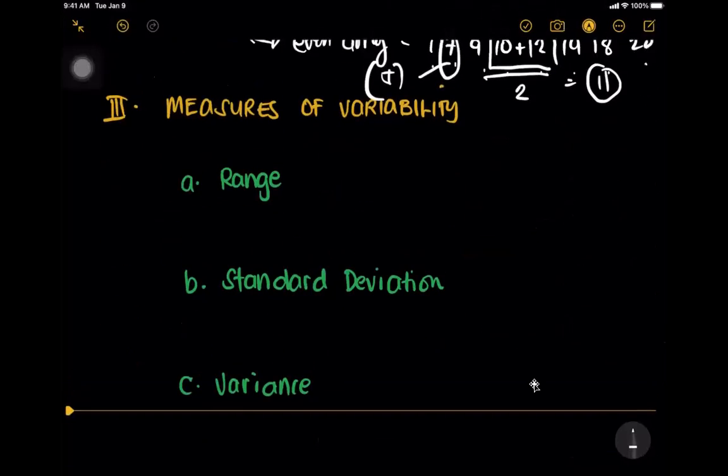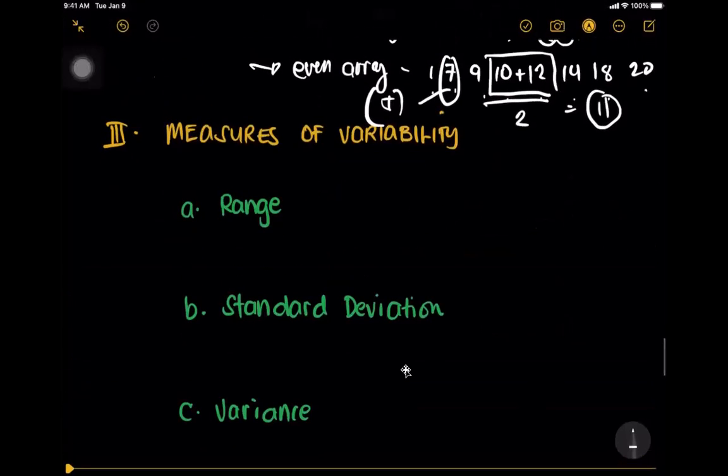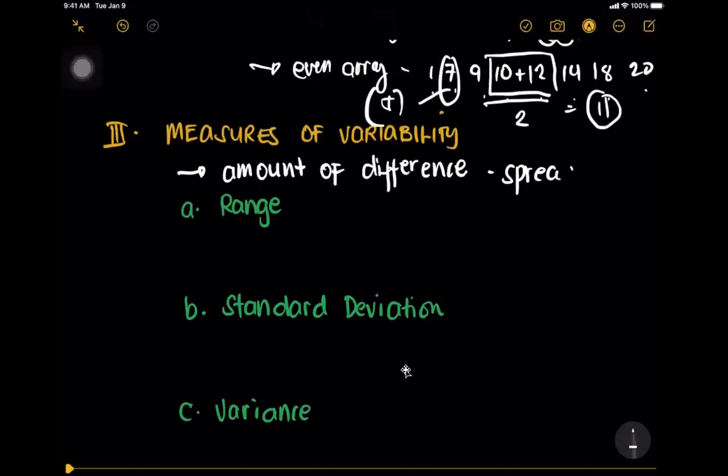We have three measures of variability here. What do we mean by measures of variability first? This describes the amount of difference and spread in a data set. Please take note of this. It's the amount of difference, and at the same time, the spread in your data set.